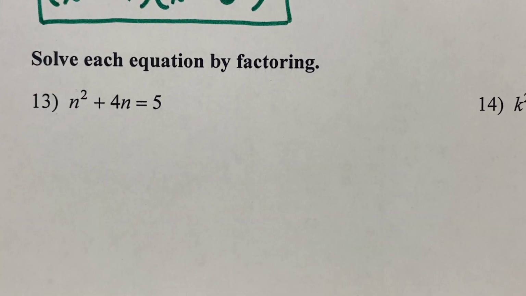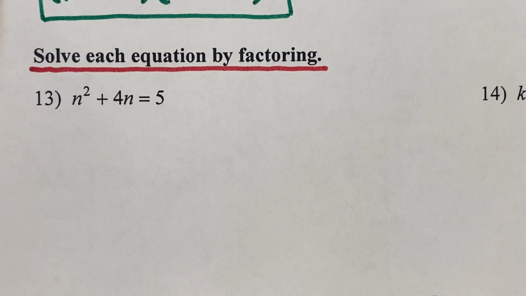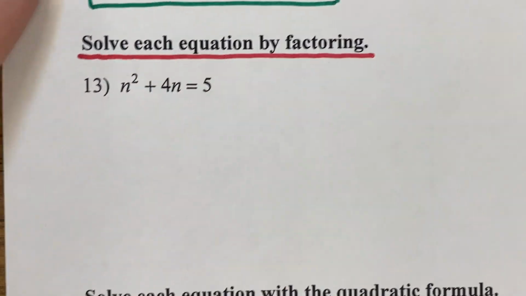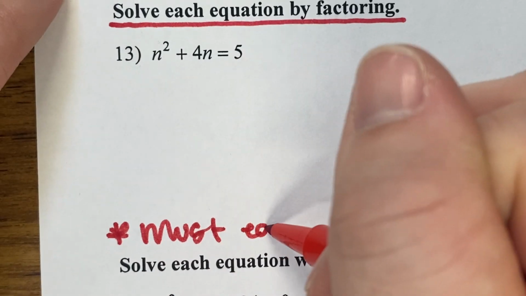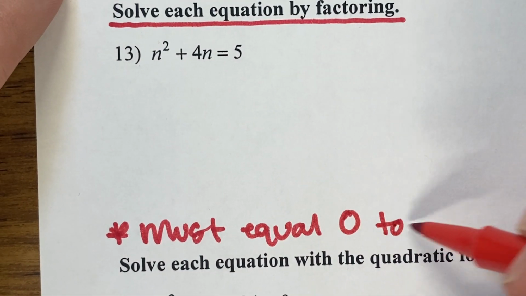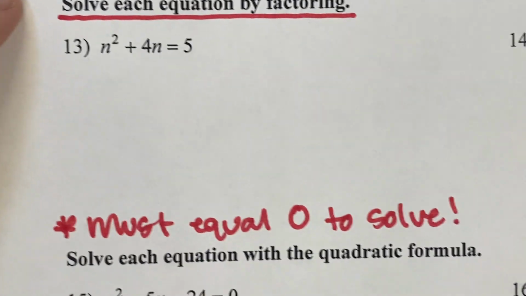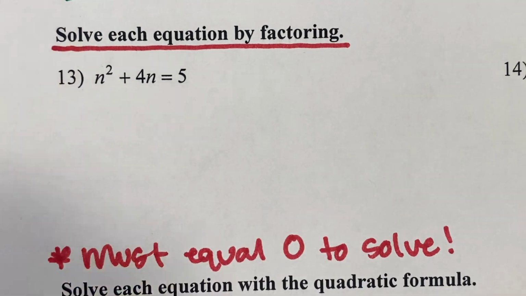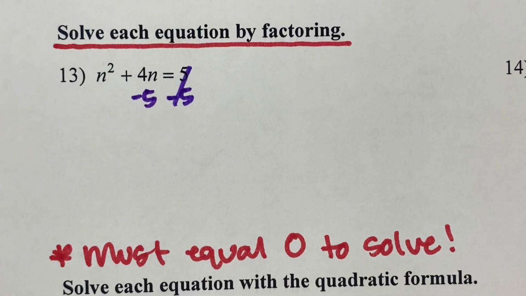Numbers 13 and 14. Now it's telling us to solve each equation by factoring. So now we have an equal sign for these guys, and we're going to factor and then solve. Well, the golden rule when solving by factoring is that they must equal 0 to solve. Let's write that down. Must equal 0 to solve. Right now this doesn't equal 0, it equals 5. But we can make it equal 0. So what I'm going to do is just move this 5 over by doing the opposite. Negative 5, and that'll move it to that side.